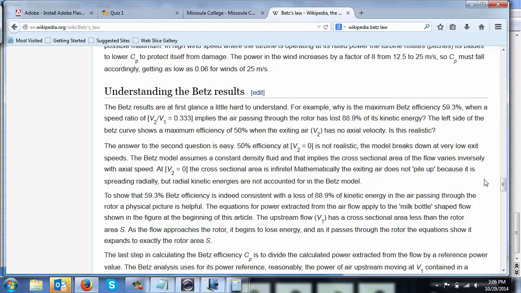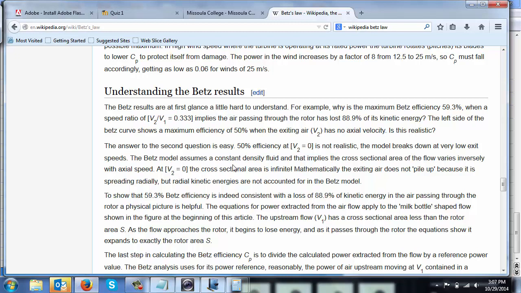Let's just wrap it up here. It says, at first glance, a little hard to understand. 59.3, blah, blah, blah. It says the model breaks down at very low exit speeds. Obviously, we assume a constant density. We said that already. It implies the cross-sectional area. We don't need to worry about that.